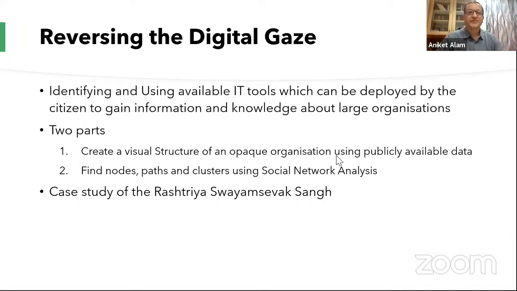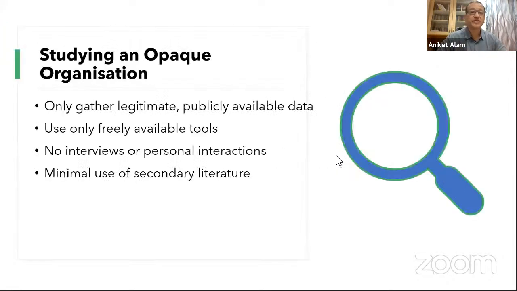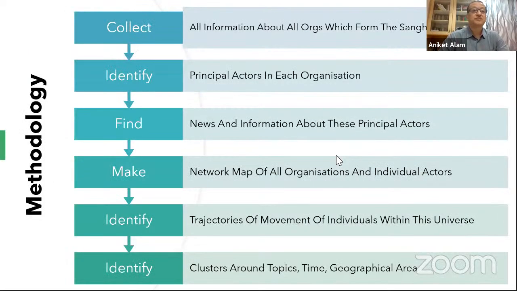And can we understand, as citizens, what is happening to the party which is ruling us? So this is what we did. We set conditions and boundaries for ourselves: gather only legitimate publicly available data, use only freely available tools, no interviews or personal interactions, and minimal use of secondary literature. Just by reversing the panopticon, the type of gaze that these big corporations and entities bring on us, can we do the reverse on them? Can we get workable, interesting information? So this was the methodology.